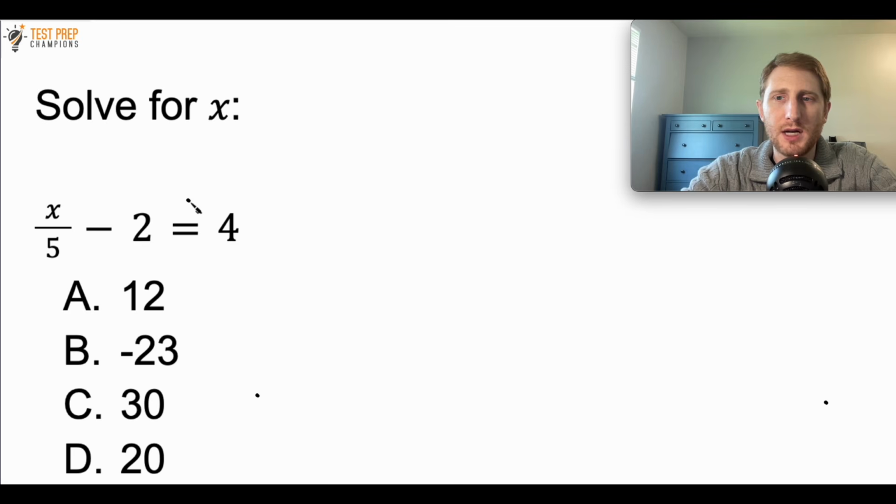Well, the first thing that I'm going to do is add 2 to both sides. Now you might be wondering, why do we want to add 2 to both sides? Well, we have x over 5 minus 2. So if I add 2 over here, the 2's are going to cancel out, which gets us closer to getting the x. Now, whatever I do to one side, I also have to do it to the other side. So that's why I have to add 2 over here as well. So when I rewrite this, we'll see that I get x over 5 equals 6.